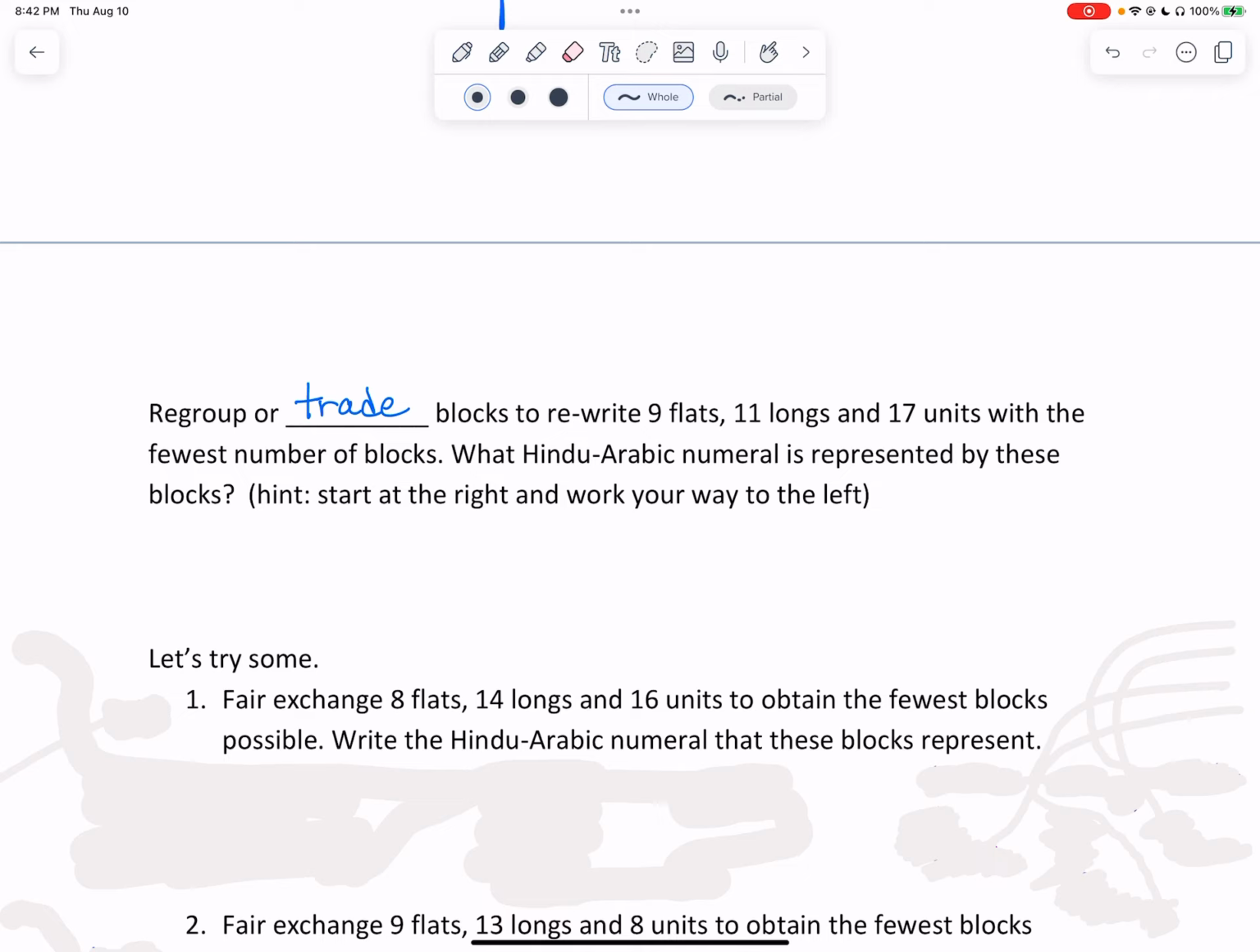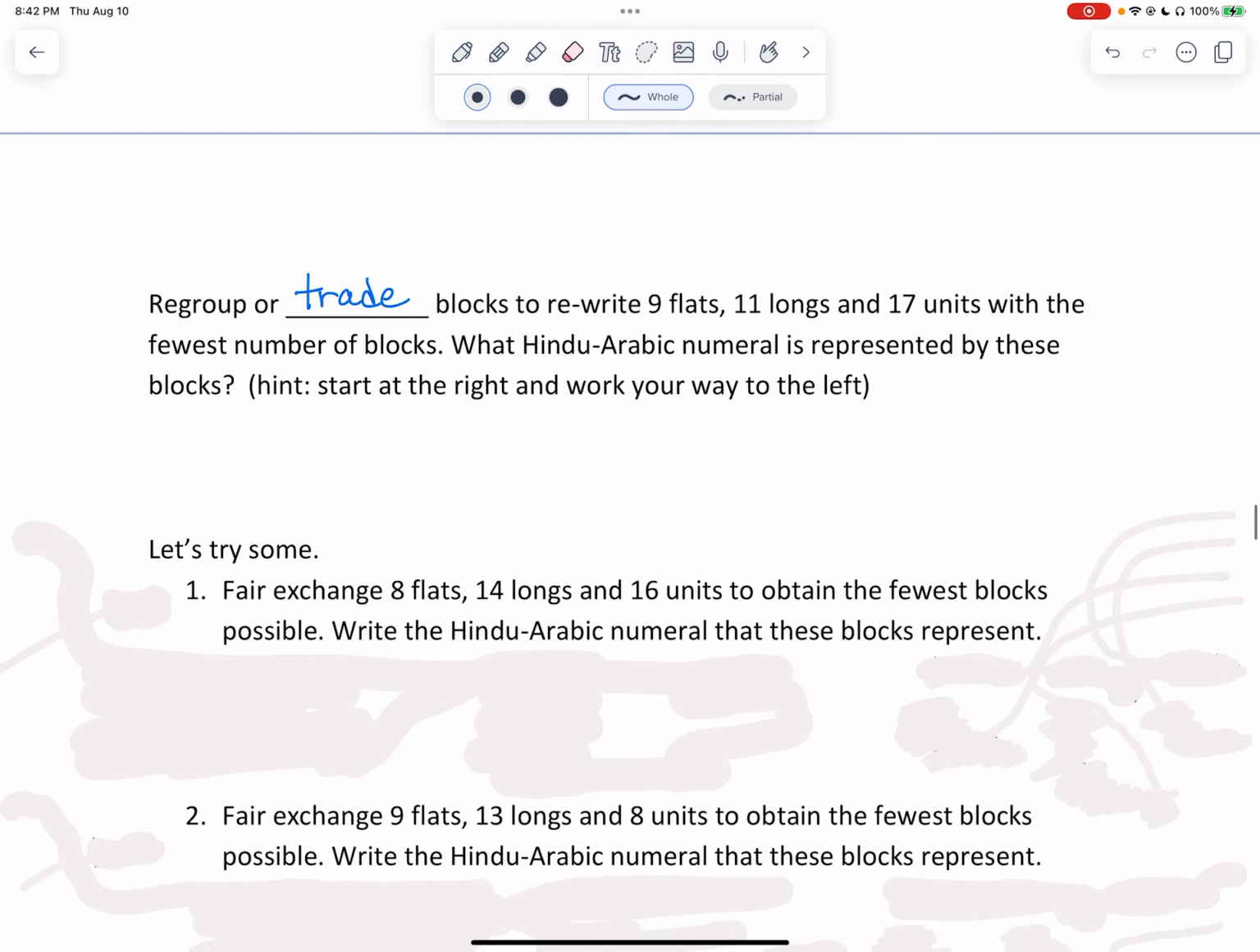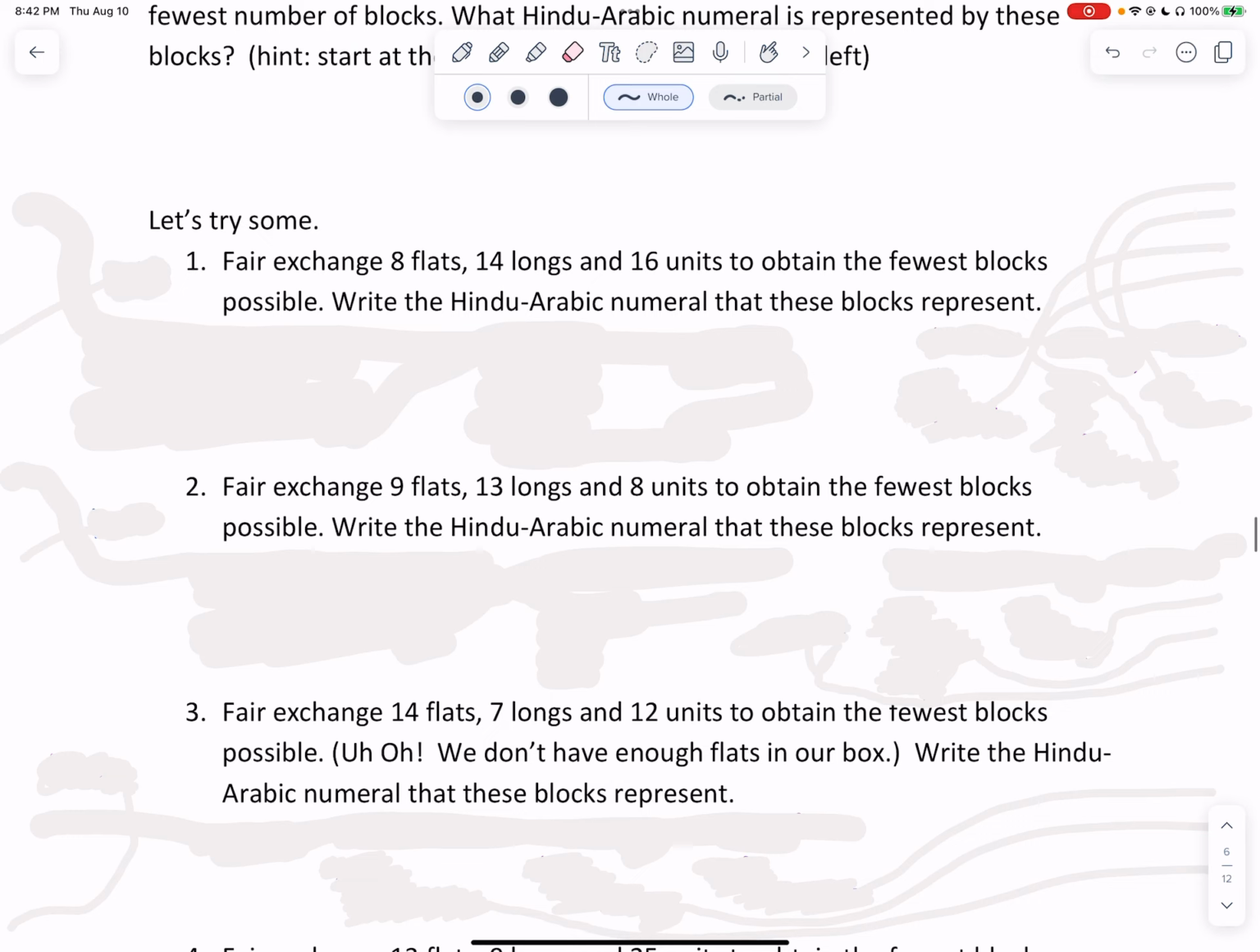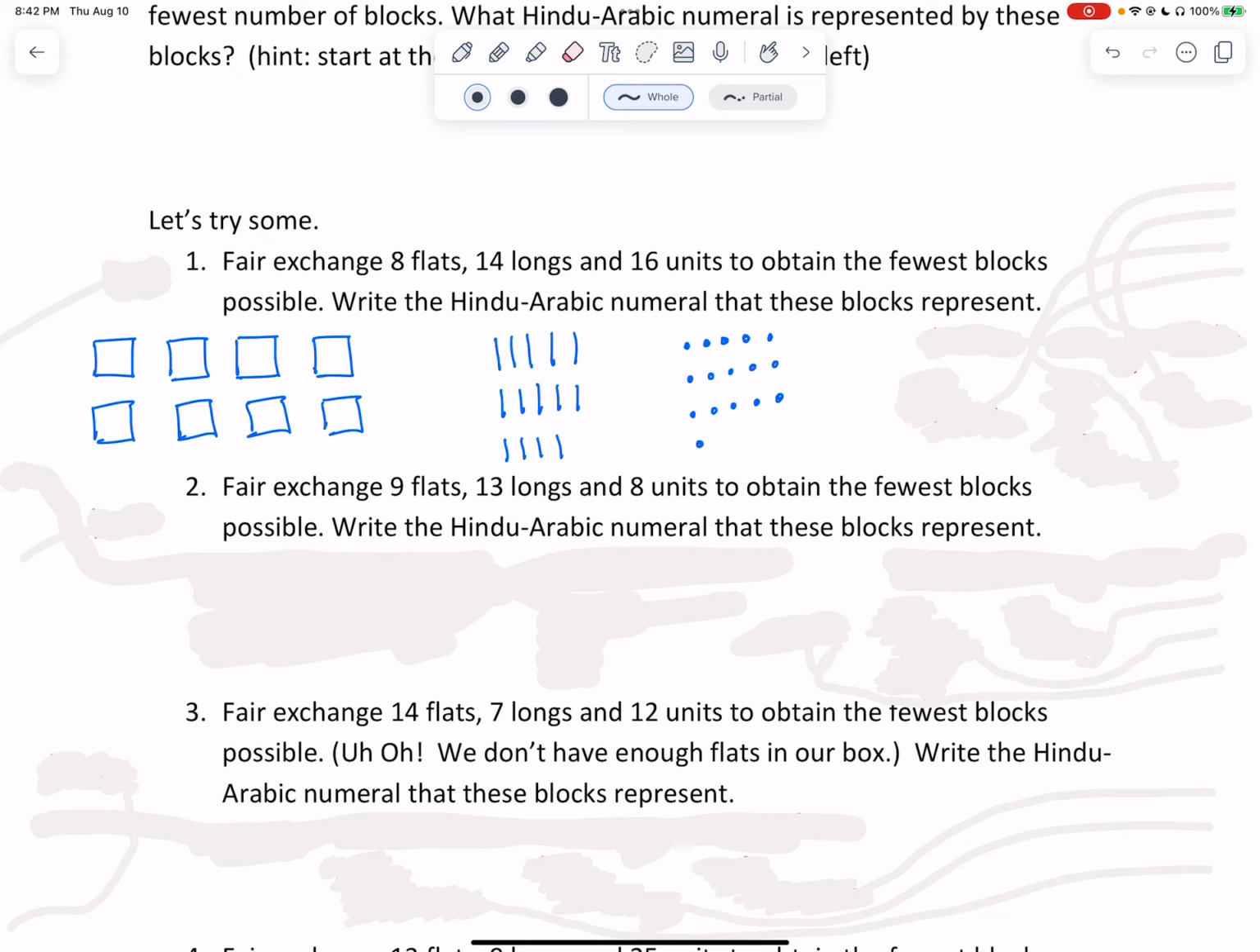I'm going to start with this one instead of the one up there, since I already have some stuff written. We're going to start off with 8 flats, 14 longs or rods, and 16 units. So you would actually have those flats, the rods, and the 16 units. We want to rewrite this using the fewest blocks possible, so we want to write it in Hindu-Arabic to represent that.